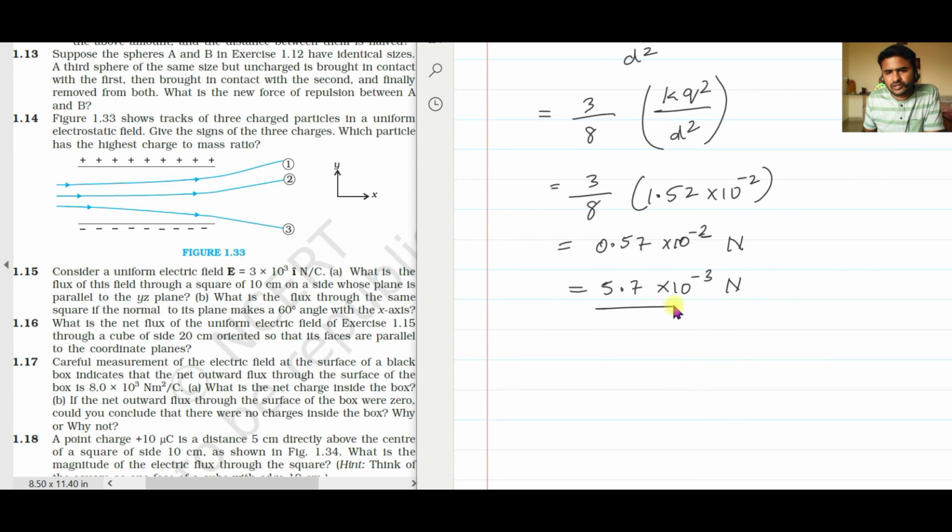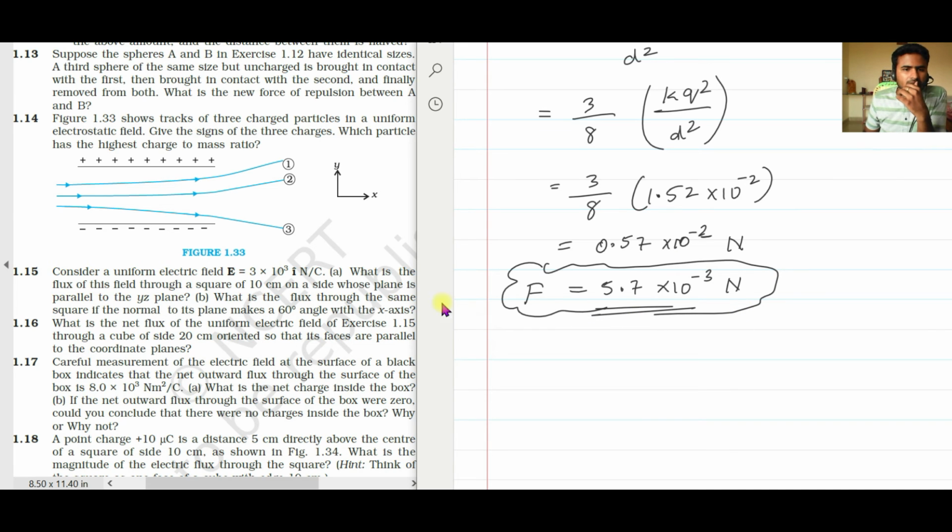Generally in the scientific notation, first we write an integer, then the decimal point is placed after the first integer digit, okay. So that's the reason we generally write it like this. You can leave the answer as 0.57 into 10 to the power of minus 2 Newton also, not a problem, but generally in the scientific notation we put a decimal after the first digit. So our force is going to be 5.7 into 10 to the power of minus 3 Newton, okay. So that's the answer for the 13th question.